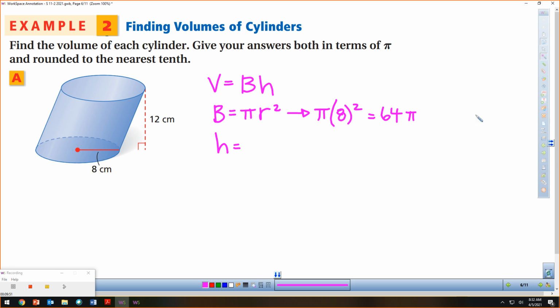Anybody confused? Yes. What don't you understand? What is the area formula for a circle? Yep. So my base is a circle. What does big B stand for? No. What does big B stand for?